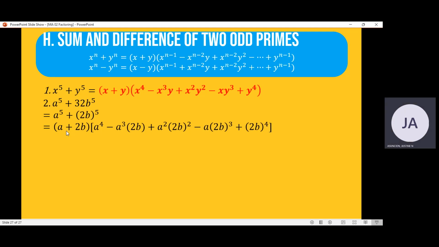And as you notice, when it comes to the terms, the signs alternate: positive, negative, positive, negative, positive. Simplifying that, we have a raised to 4 minus a cubed times 2b plus a squared times 2 squared b squared minus a times 2 cubed b cubed plus 2 raised to 4 b raised to 4. Simplifying that, we have a plus 2b times the quantity of a raised to 4 minus 2a cubed b plus 4a squared b squared minus 8ab cubed plus 16b raised to 4.